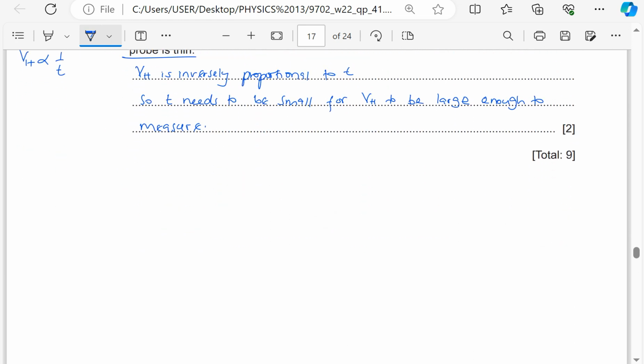If T is big, VH is small, then measurement of VH will give a large percentage uncertainty. But if T is small and VH is going to be large enough to measure, then the percentage uncertainty in VH will be smaller.